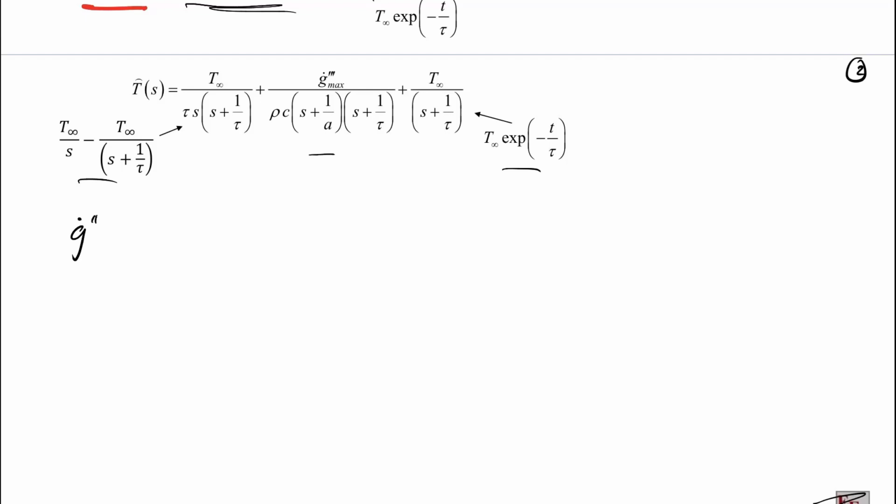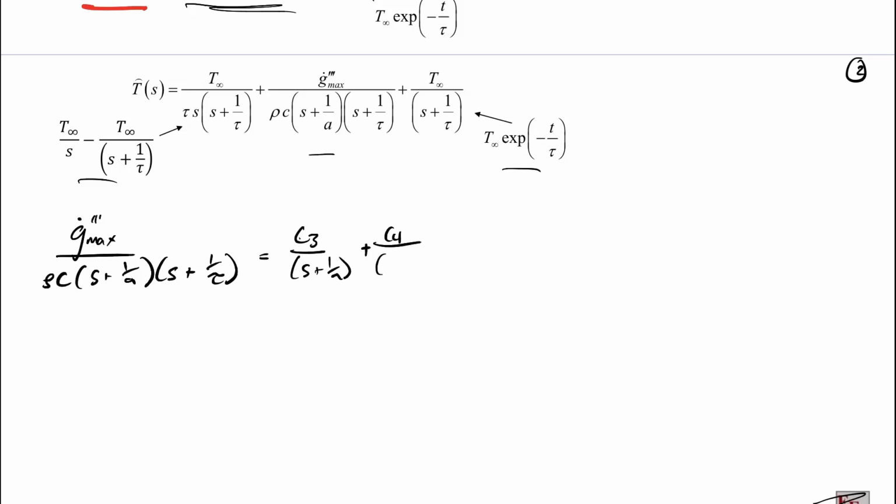It's not terribly interesting, but this is G triple prime max over rho C (S plus 1 over A)(S plus 1 over tau). We want to break this up into the repeating terms, so we have S plus 1 over A and S plus 1 over tau, and then some other constants multiplying that. What we want this to become is something like C3 over S plus 1 over A plus C4 over S plus 1 over tau.